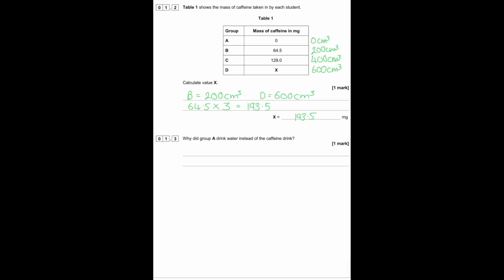Why did Group A drink water instead of caffeine drink? So this is to be able to compare the effect of the caffeine to no caffeine.